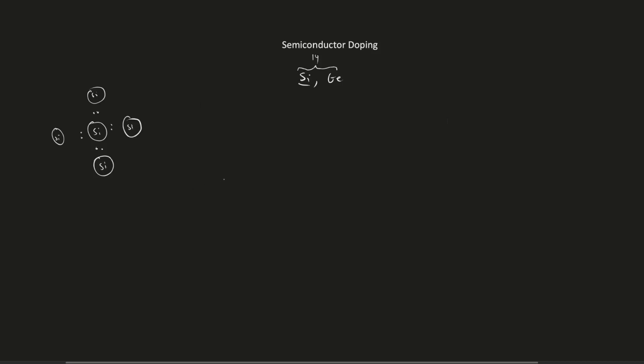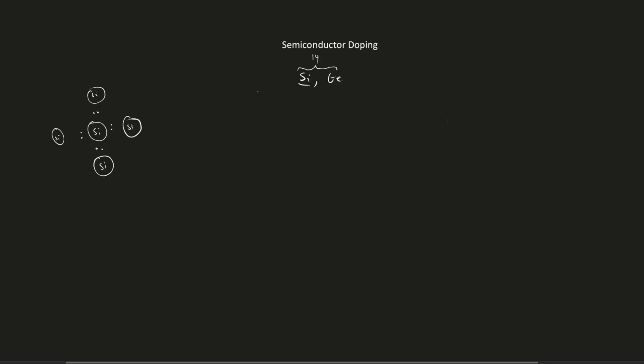Now, semiconductor doping is essentially a matter of replacing one of those silicons in the lattice with a different element. This is usually in a very, very small proportion, so a few silicon atoms will be replaced with a different element. And this element, depending which one it is, will have some interesting electrical effects on the semiconductor.